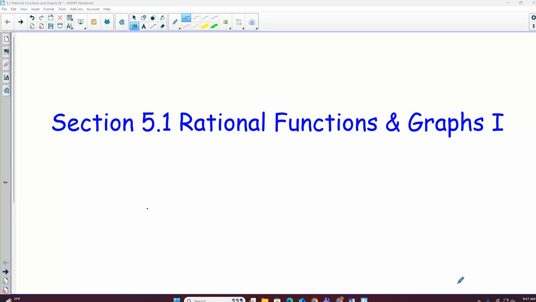So in the last chapter, we were talking about graphing polynomials, and we had to factor them and find their zeros and do all those things to graph them. In this chapter, we're graphing rational functions. So a rational function is basically a fraction.